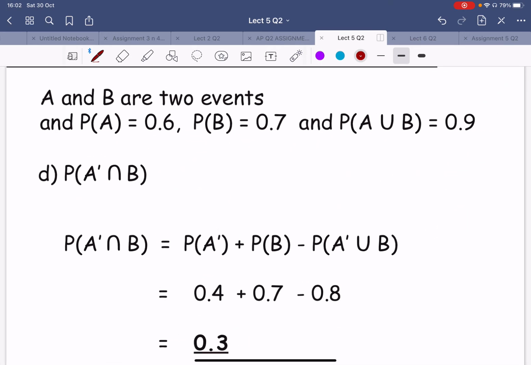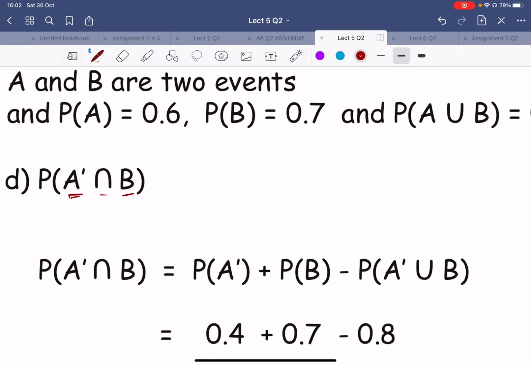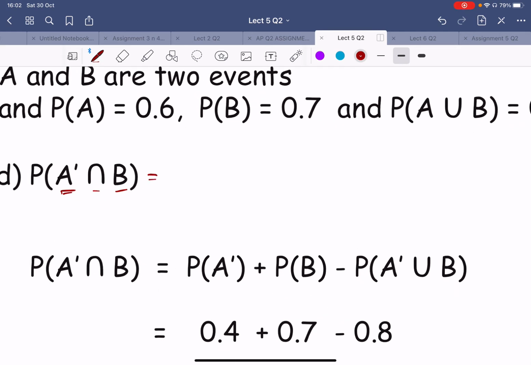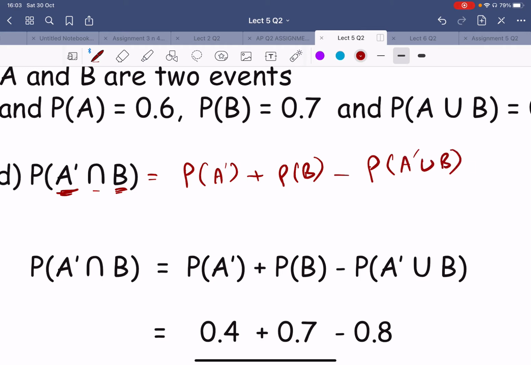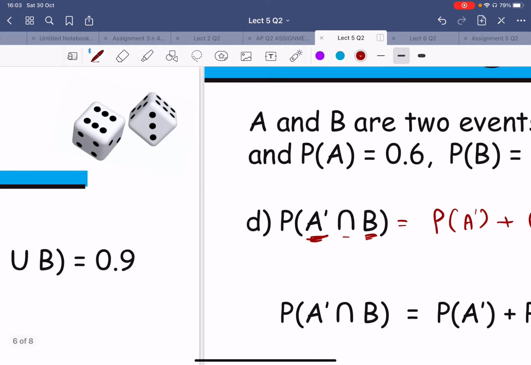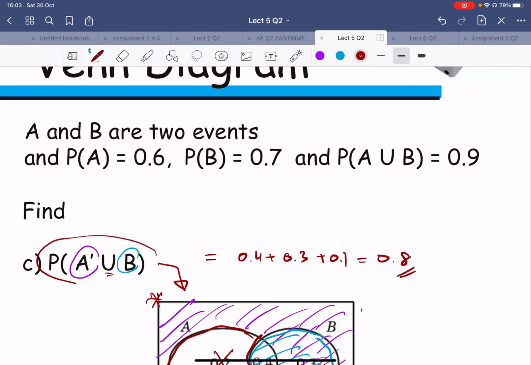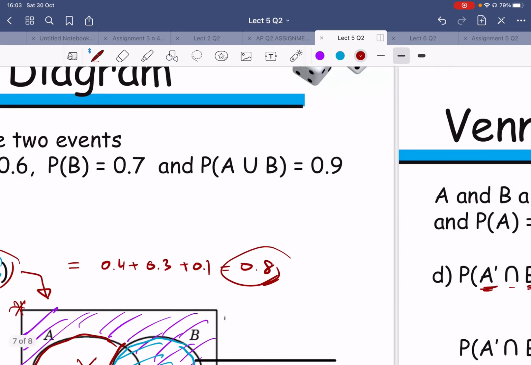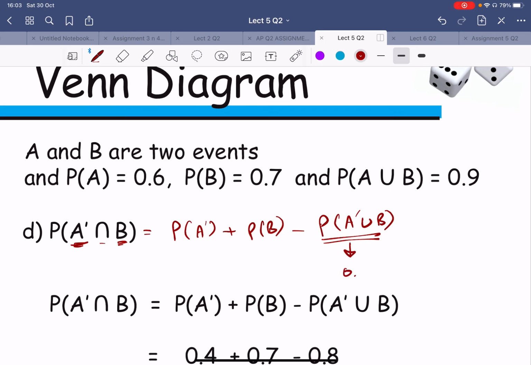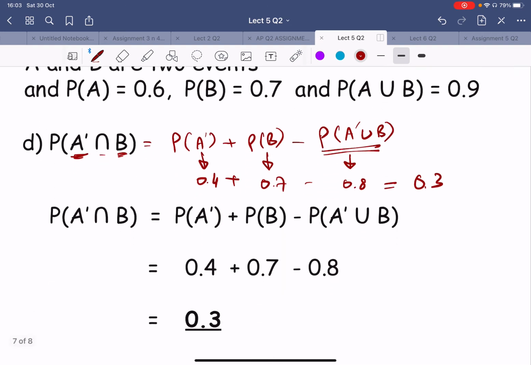This is A naught intersect with B. What you can do is apply this equation, breaking it down by writing it out as prob of A naught plus prob of B minus prob of A naught union with B, which we just found out previously on this page. We found that this equals 0.8, so I can put 0.8 here. Okay, the prob of B is 0.7, the prob of A naught is 0.4. Then you can simplify this out, you will get 0.3.